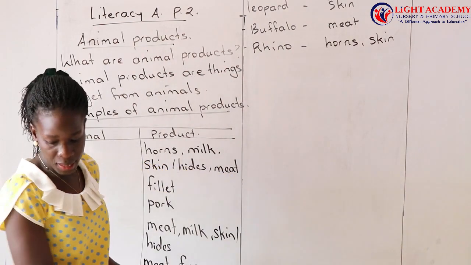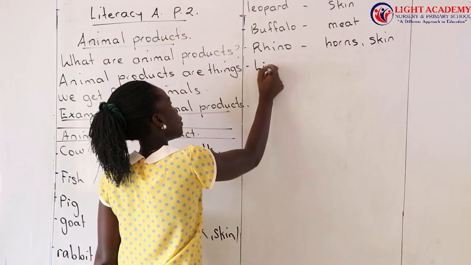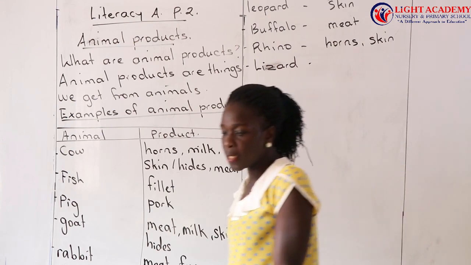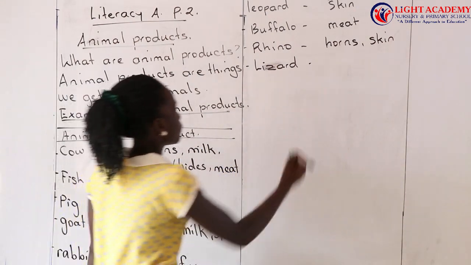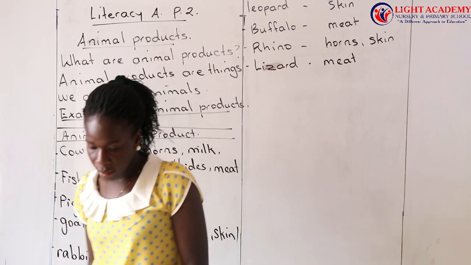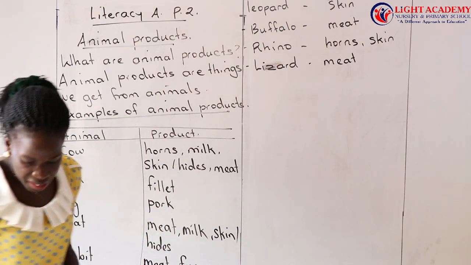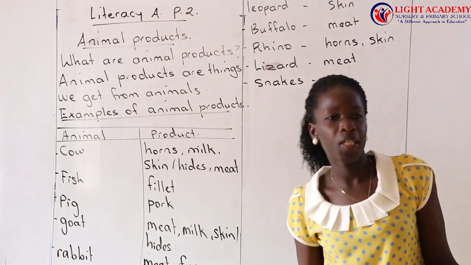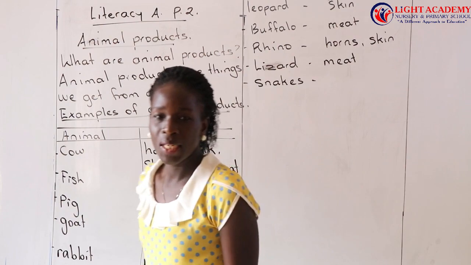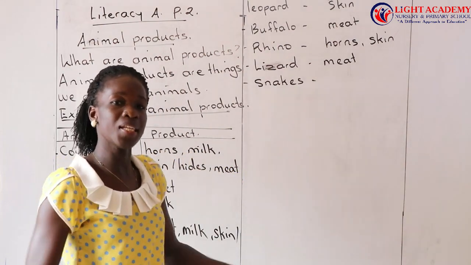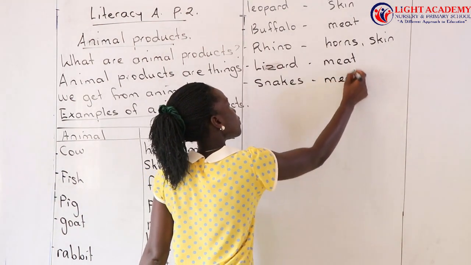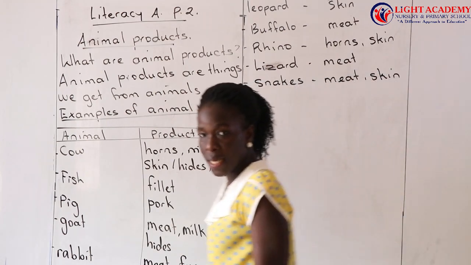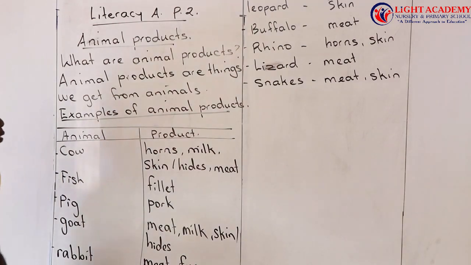Another animal, we have the lizard. Some people eat the lizard, meaning that they take it as food. They get meat from it. And then we look at another animal like the snakes. Some people eat snakes, like the Chinese. They get the meat of the snake and then they eat it as food. And still they can also get the skin. The skin of a snake is also important. They make something out of it. And others.